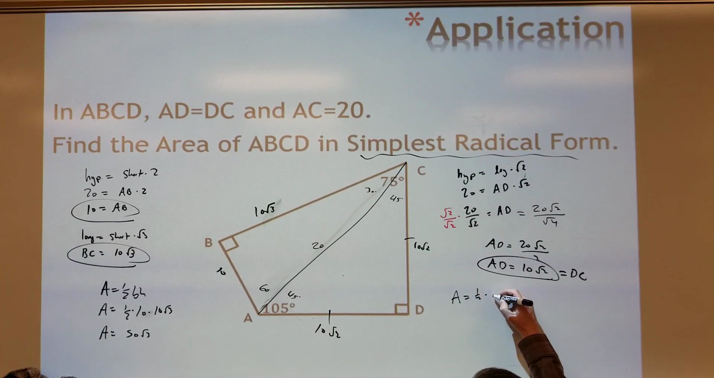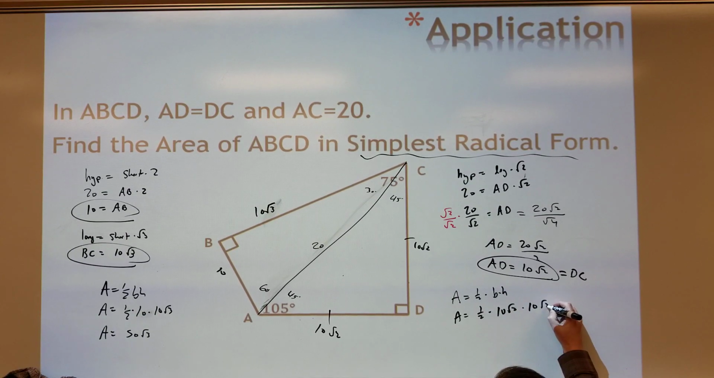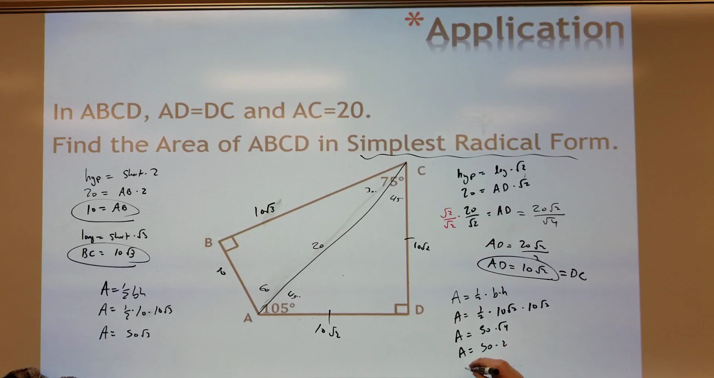Over here, we've got 10 square root of 2 times 10 square root of 2 times 1/2. So 1/2 times base and height. Writing my formula out. The base is 10 square roots of 2. The height is 10 square roots of 2. When I multiply these, half of 10 is 5. 5 times 10 is 50. So that's 50 times the square root of 4, which is 50 times 2, which is 100.